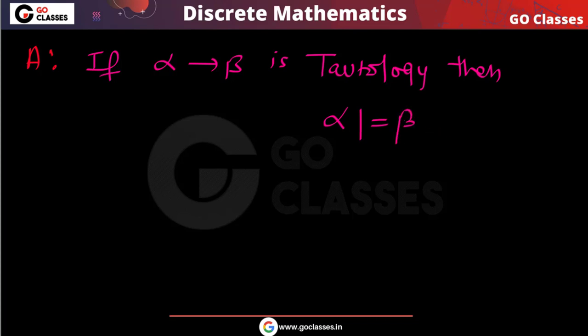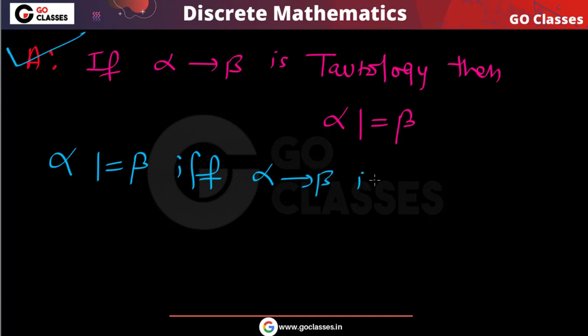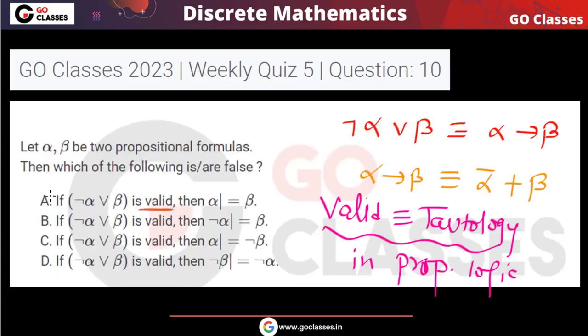This is correct. This is the definition of inference we have seen. Alpha infers beta automatically means that alpha implies beta is a tautology. Alpha infers beta if and only if alpha implies beta is a tautology. This is the definition of this symbol, the inference symbol. So I can say this statement is definitely true. The question is asking for false, so this statement is basically true.